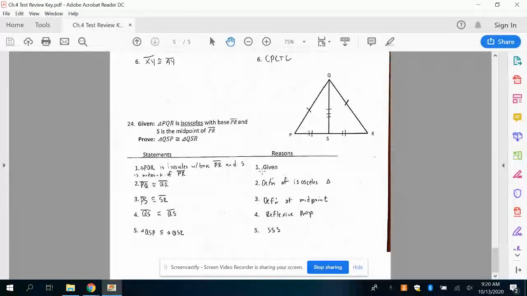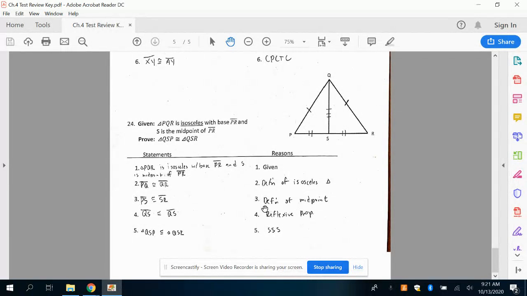So you start by writing your given. Now you need to define your different words. We have midpoint and we have isosceles that we have to define. I defined this isosceles triangle first because if you have an isosceles triangle, the sides that aren't the base are congruent. So PQ is congruent to QR. So PQ, QR, those are congruent. And that's the definition of an isosceles triangle.